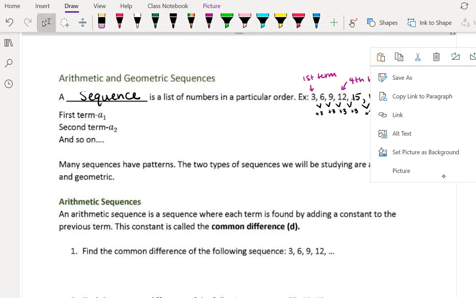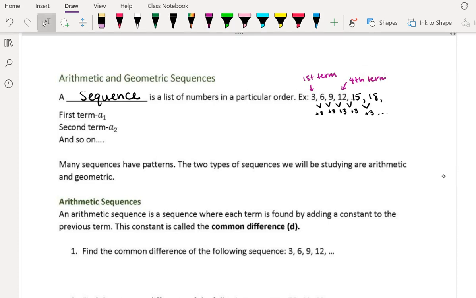Okay, and instead of having to write those values out or write out the word term every time, what we do is we refer to the first term of the sequence as a sub 1. So let's see, I have a little subscript right here. So that's representing the first term in the sequence. The second term in the sequence is a sub 2.